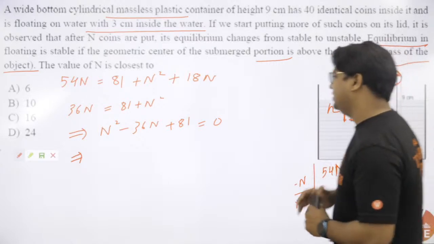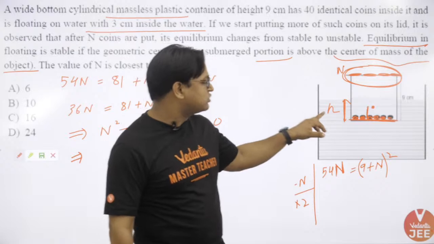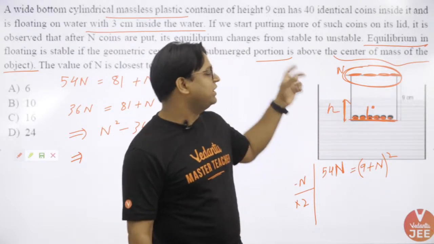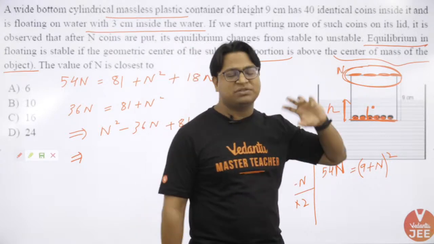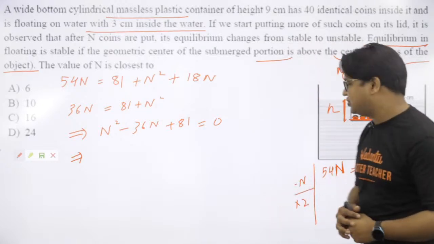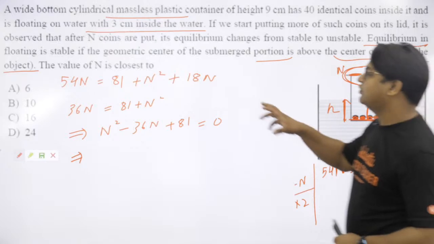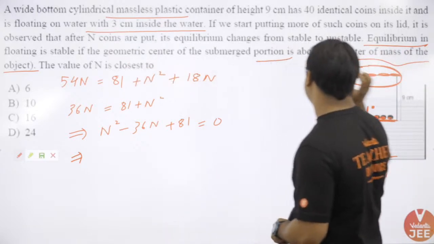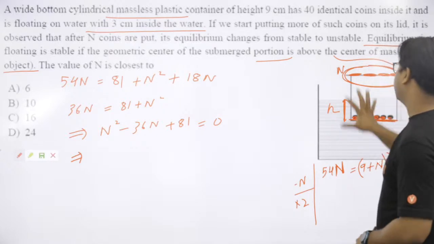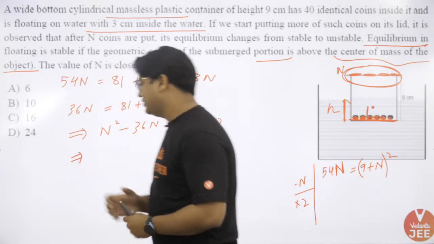You have to write the force balance equation twice. One, for the first time, the weight of 9 coins will be balanced by the buoyant force. Then you will write that the weight of 9 plus n coins will be balanced by the buoyant force. That will give you a relationship between n and h, where h is the new submerged length of the container. And then you have to use the condition that the geometric center of the submerged portion will be at the center of mass of this entire system. So that will give you the result. All right, hopefully this will give you the result.